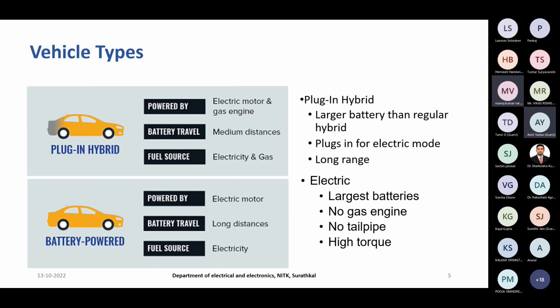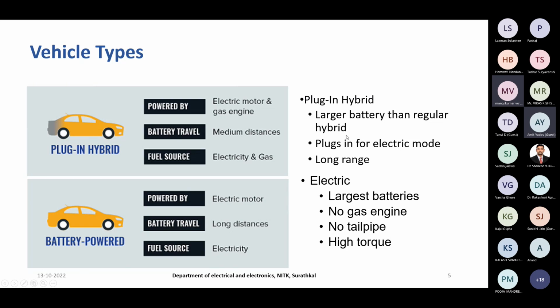And what are these vehicle types? Majorly plug-in hybrid and battery powered, where we need battery energy, which is the heart or powerhouse of an electric vehicle. We can see in a plug-in hybrid vehicle that we need a larger battery than a regular hybrid vehicle. Hybrid and plug-in is for electric mode, where it can be used for a long range. And in the case of a completely battery powered vehicle, we need larger batteries than a plug-in hybrid, and there is no requirement for an engine.